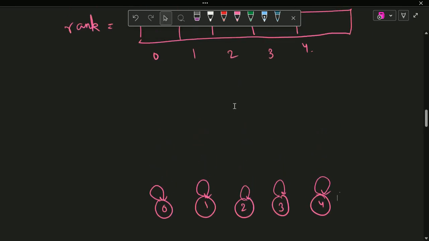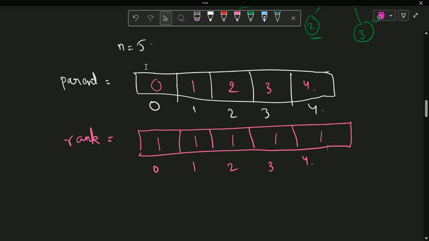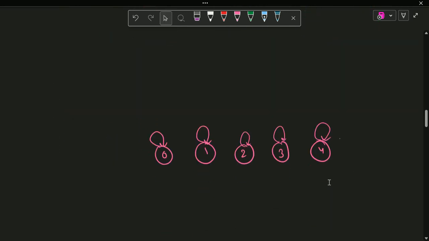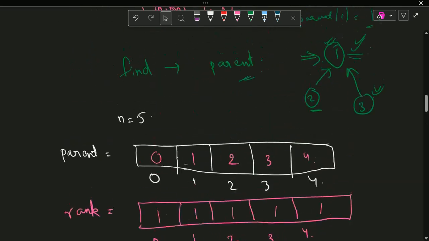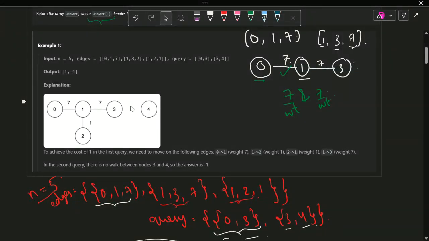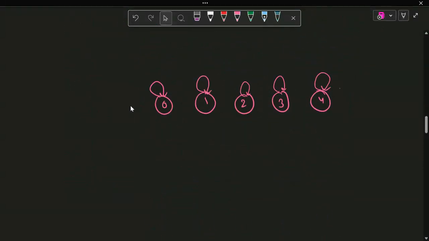So for every element 0, 1, 2, 3, 4, parents are themselves only, so the rank is 1. Rank is 1. These are the initial steps to find the disjoint set. Let's see how to join the elements. Now, going through the edges array, we make a graph using the edges array.